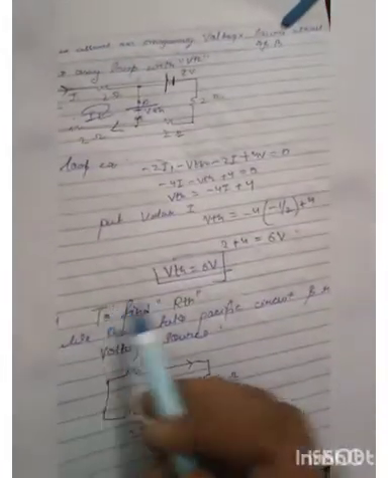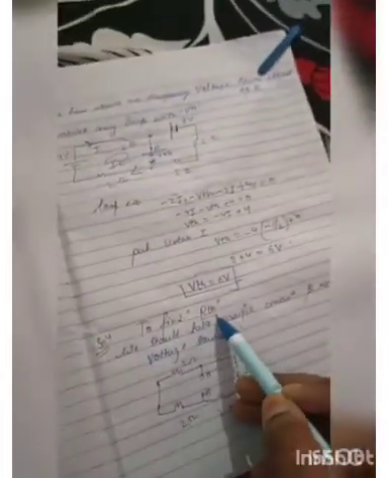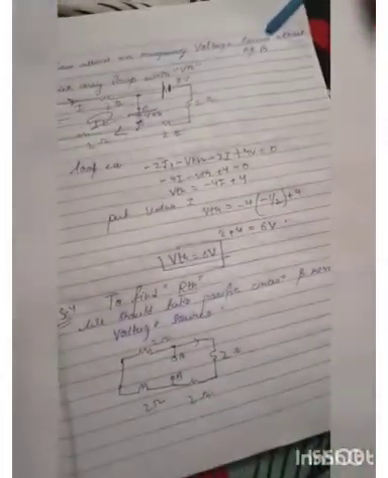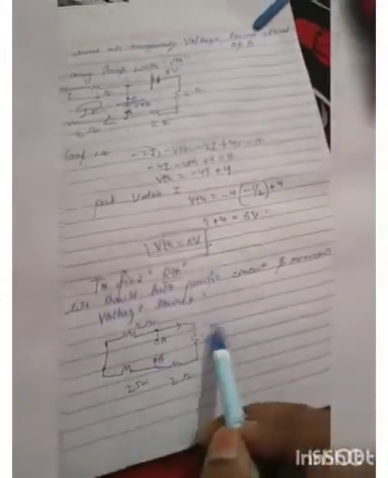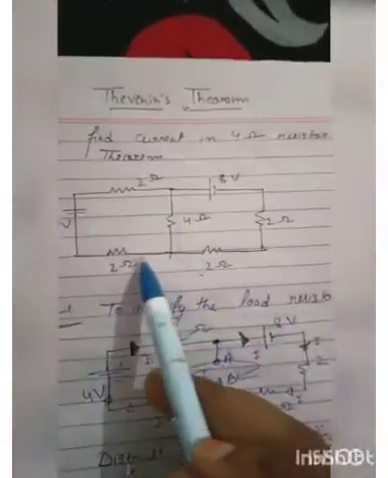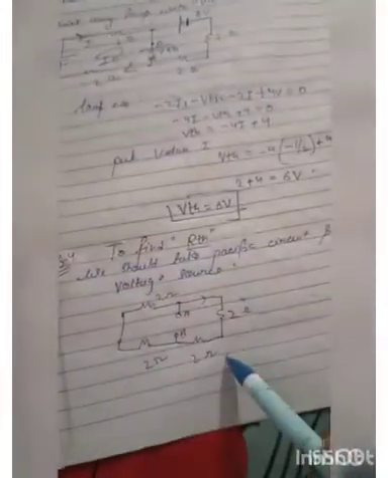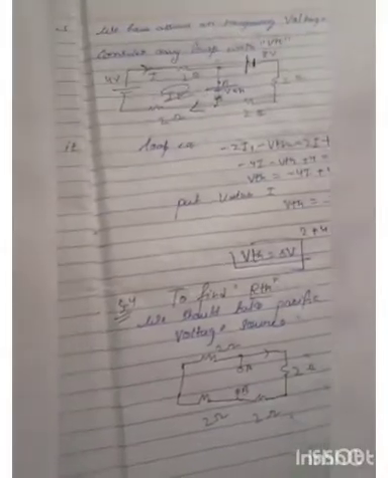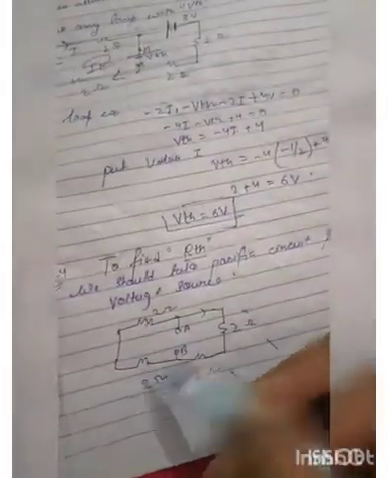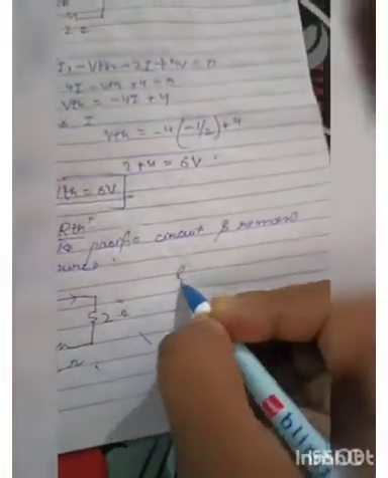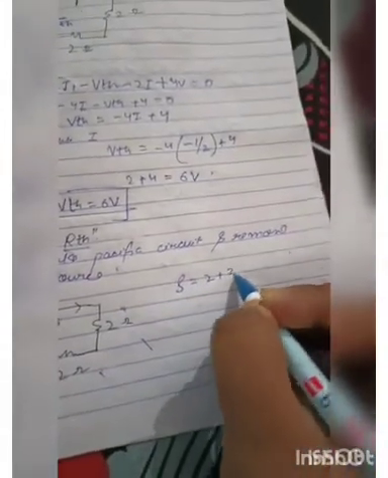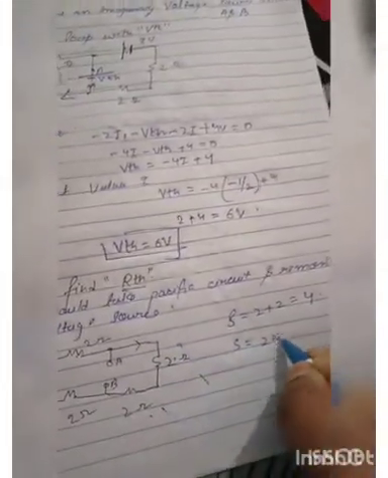Now step 4 is to find RTH, that is Thevenin's resistance. For finding RTH, we should take a passive circuit. It means we should remove the voltage source from the circuit and make it a passive circuit. After making a passive circuit, we see that these 2 and these 2 ohm are connected in series, that is 2 plus 2, we get 4. And these 2 and these 2 are connected in series, 2 plus 2 is equal to 4.